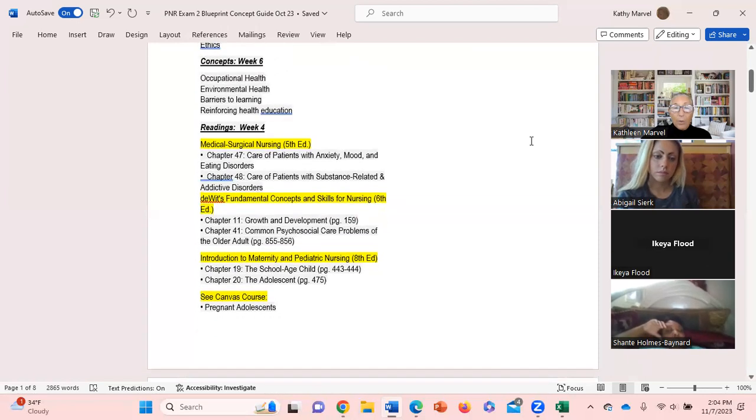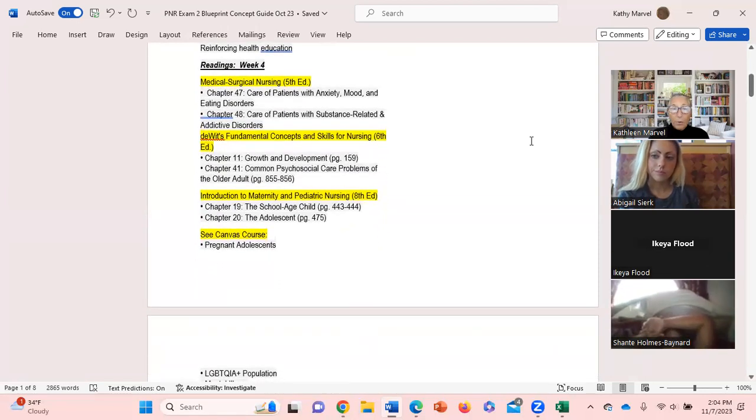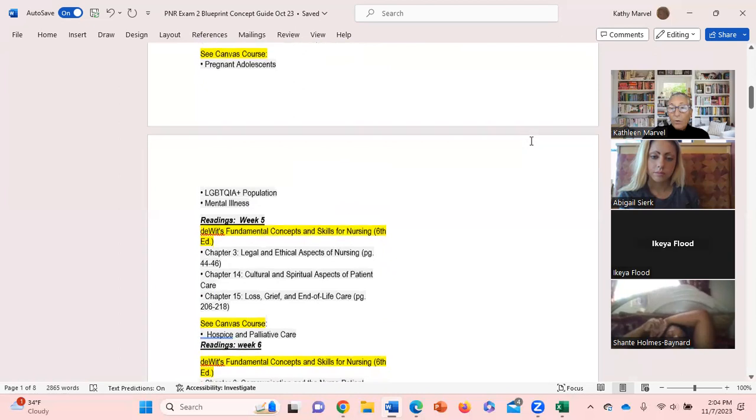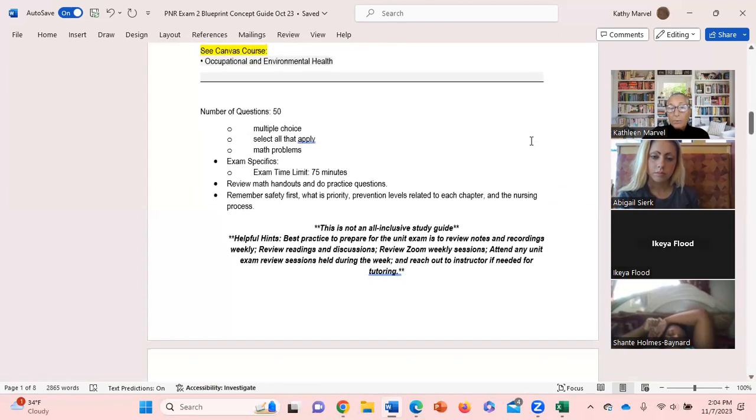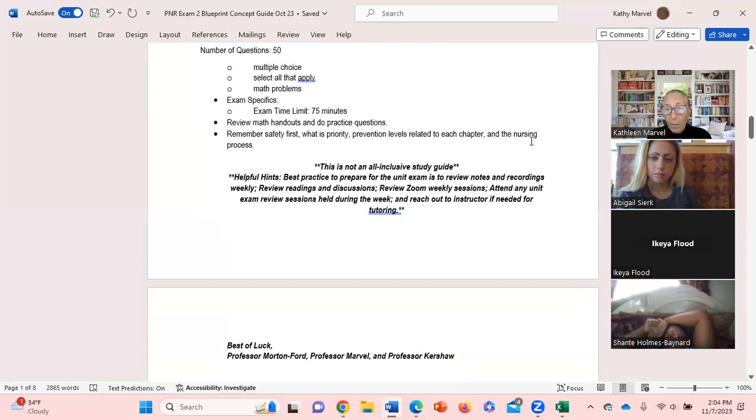And I've copy and pasted all the readings for week 4, 5, and 6, if you need to jump back to do any additional readings. There's nothing different about this exam than other exams. 50 questions, 5 math questions.